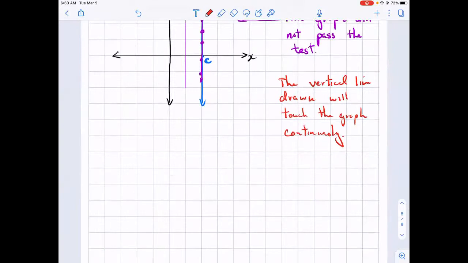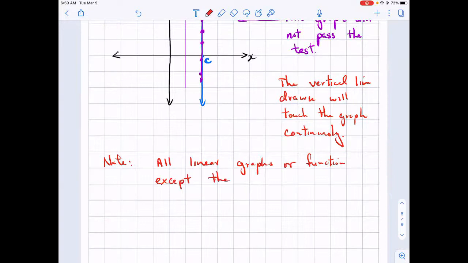Okay, so note that all linear graphs or functions except the vertical line.